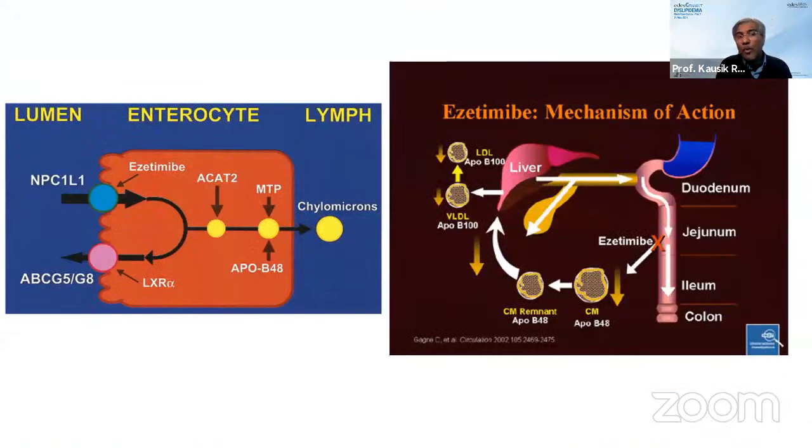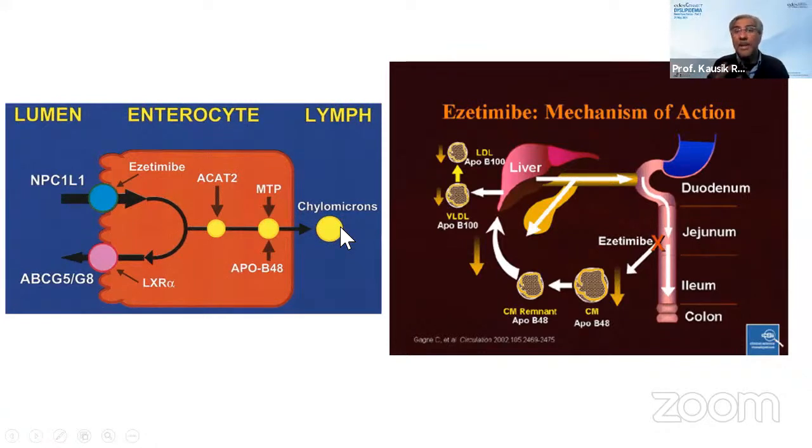So what about ezetimibe? Ezetimibe works through targeting a receptor called NPC1L1. This sits on the brush border of the intestines. And so this basically stops this transport of cholesterol into the lymph. And so you get less in the way of chylomicrons.